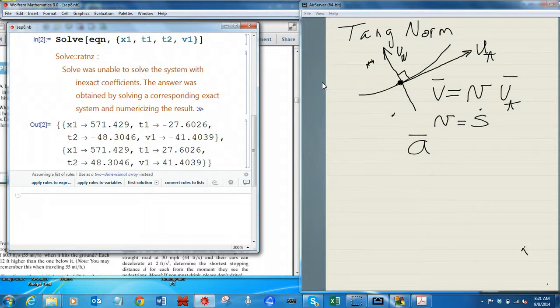The acceleration has two parts. One part is the change in speed. So if you have your foot on the gas or foot on the brake, you're going to change your speed. Get the idea? And the direction of that is in the tangent direction. The second component is speed squared over radius of curvature. This is this one here?